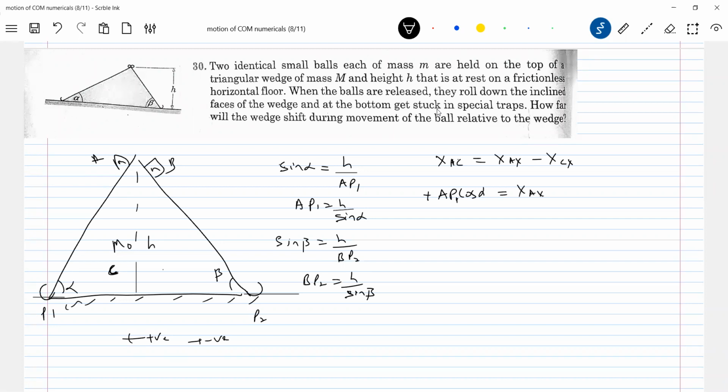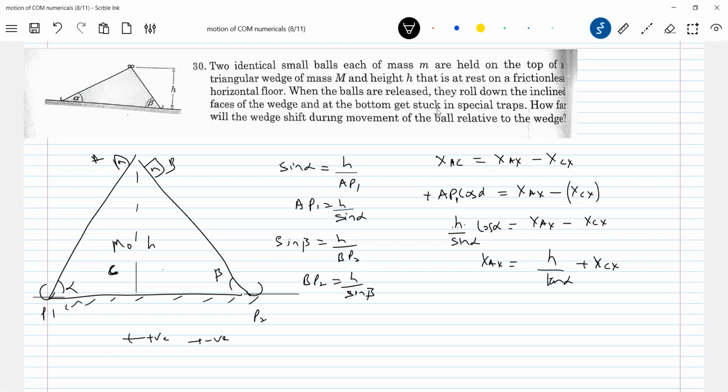I don't know this. And this is the displacement of the wedge, no? So this you keep as it is. So AP1. What is the value of AP1? I think from here we lost contact earlier. Yeah. So what is XAX? It is equal to h by tan alpha plus XCX.